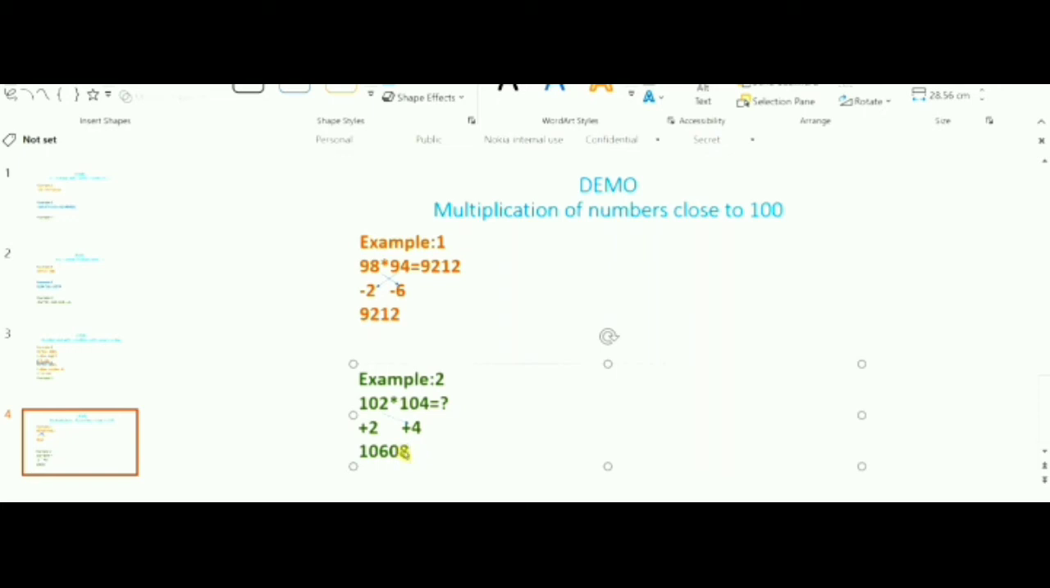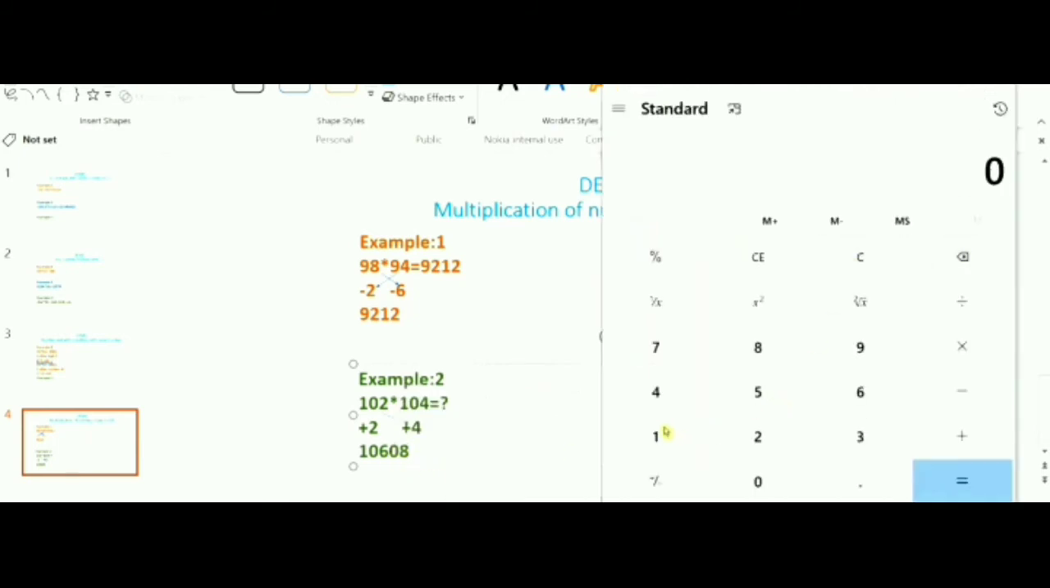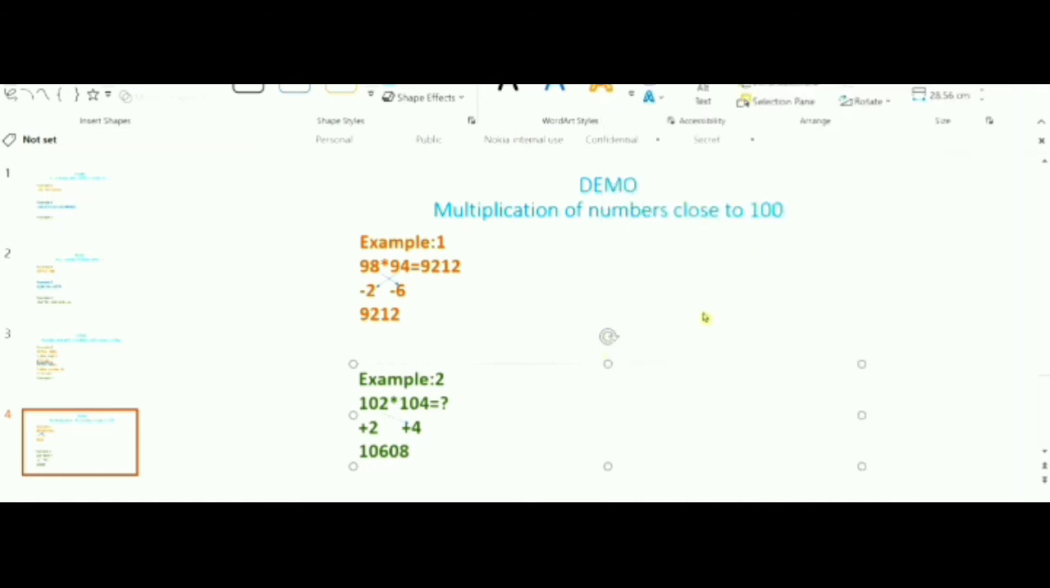Why is that? Always try to get two digits. If it is 10, that's fine. If it is 12, that's fine. But if it is a one digit number, we have to put 0. So the answer will be 10608. Let's see what the answer is. If I multiply 102 into 104, what is the answer? 10608, right? So our trick is really working. Like that you can check yourself and choose numbers very close to 100. Don't go beyond it, then this trick is not going to work. So you need to practice to learn this.